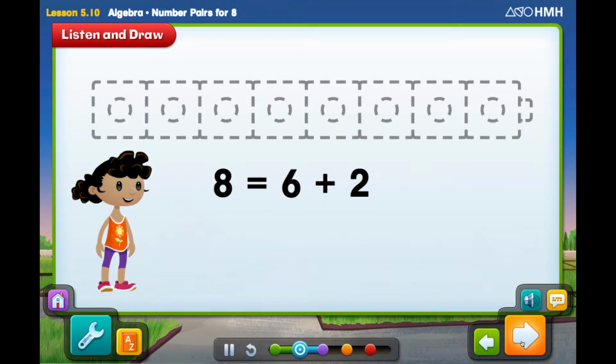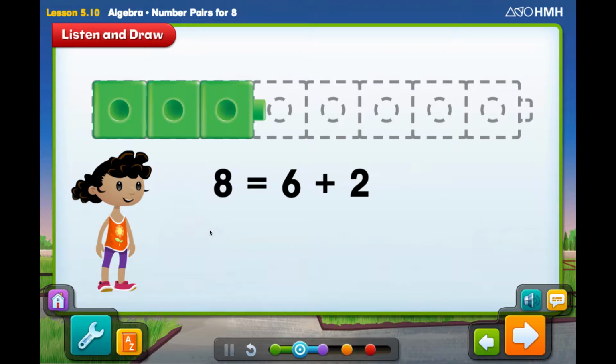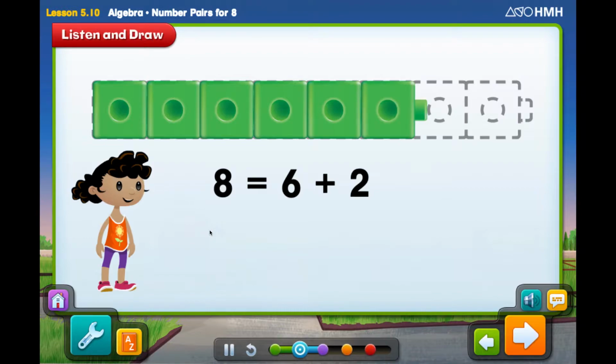To start placing green cubes, click on the empty cube train. 1, 2, 3, 4, 5, 6. Lisa could have used 6 green cubes to make her cube train.